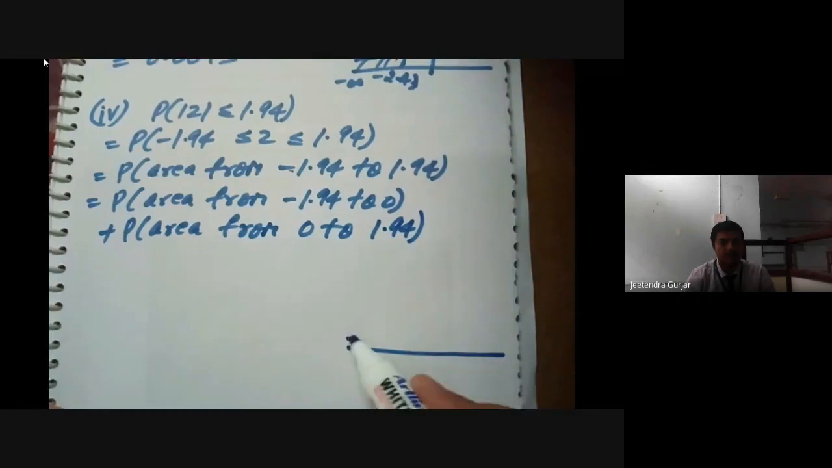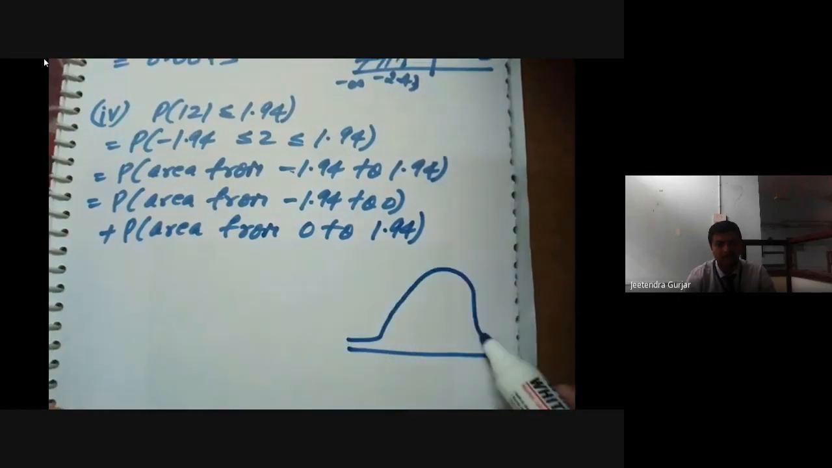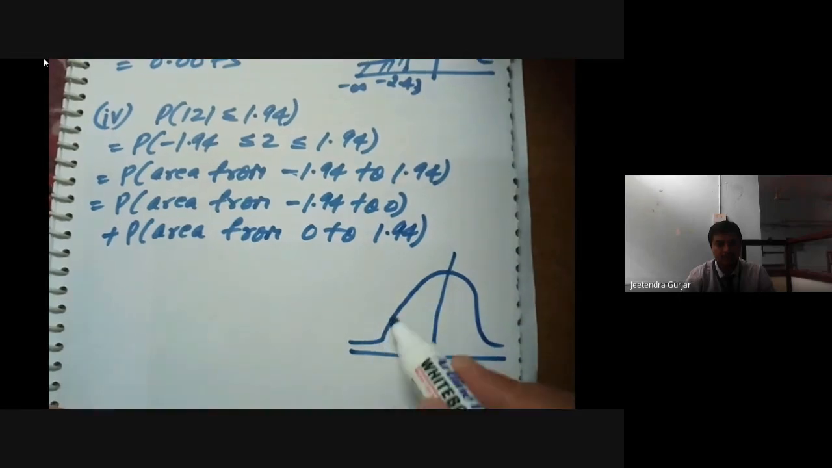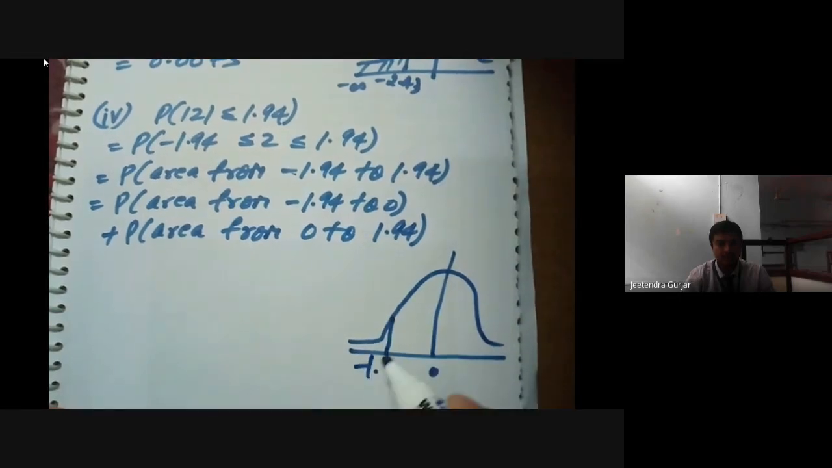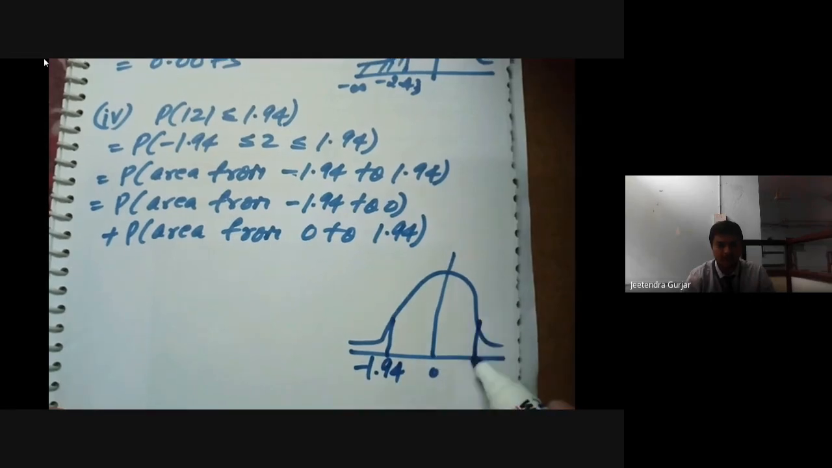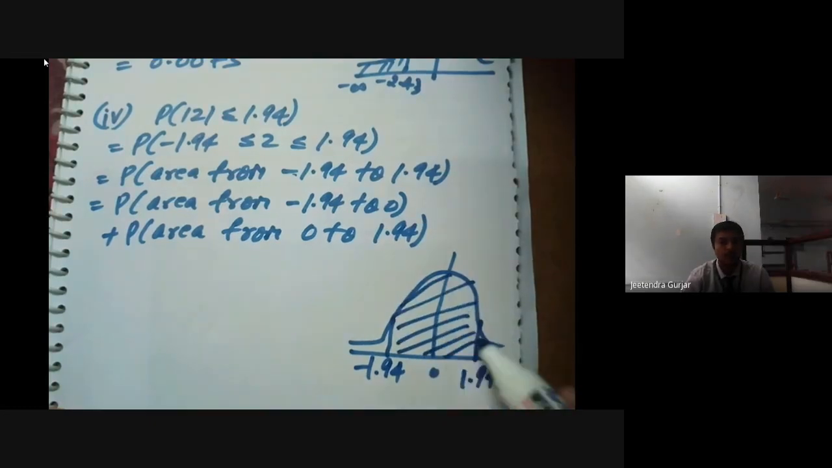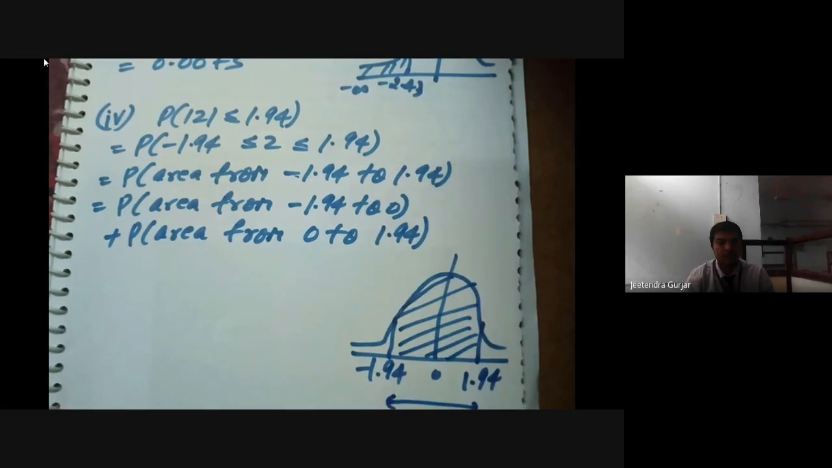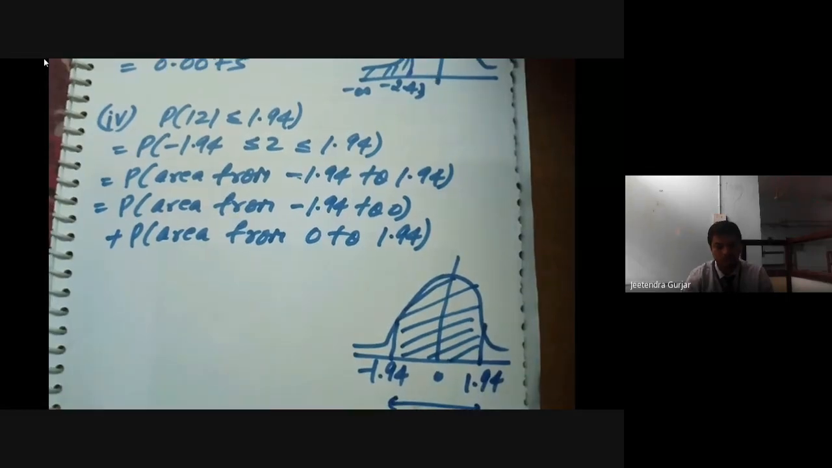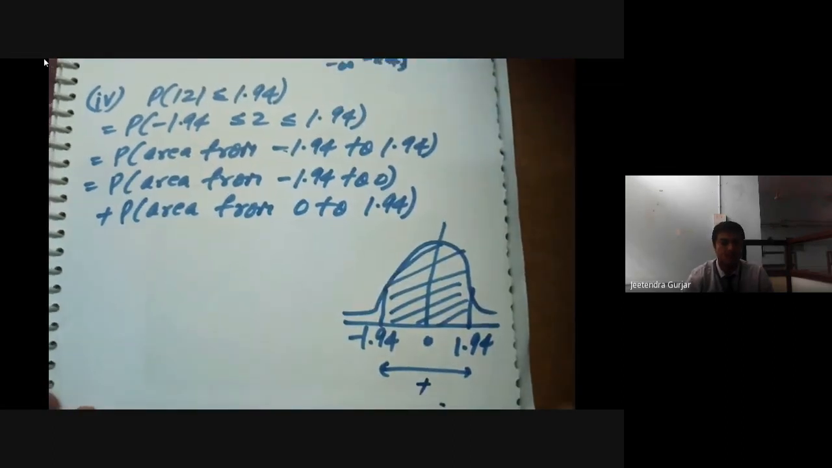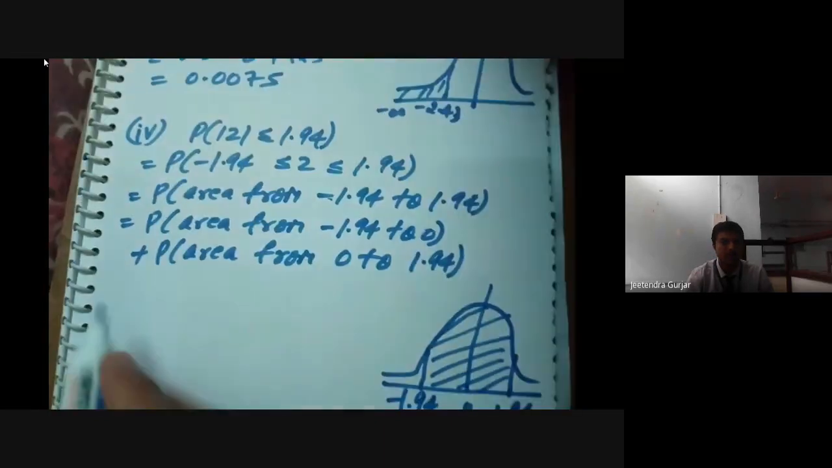That is why I have taken it like this in the graph. You can see what area I want here, student. If you take this as mean 0, then this line will indicate minus 1.94, and this line will indicate plus 1.94. This full area is required. Therefore, I am going to add both the areas, from minus 1.94 to 0 and 0 to plus 1.94. So both the areas, I am going to get the probabilities here, student.